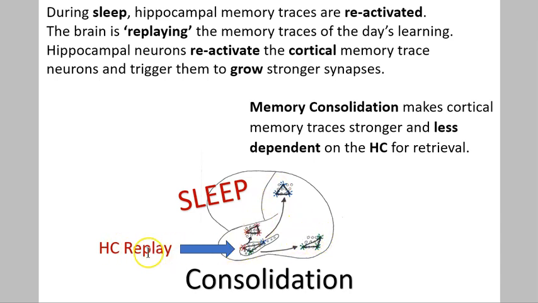And again, we call this hippocampal replay because the hippocampus, while we're asleep, is reactivating the memory traces from the day's learning. It's like replaying what we learned that day so as to strengthen the cortical memory traces. And notice the cortical memory traces have solid lines between those cortical neurons, indicating that memory consolidation, this hippocampal replay, has strengthened the synapses amongst those neurons, making these cortical memory traces even stronger.